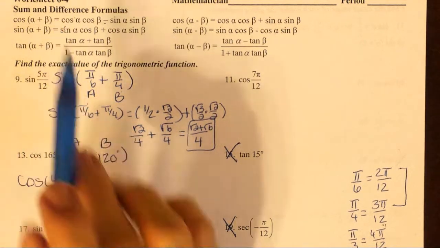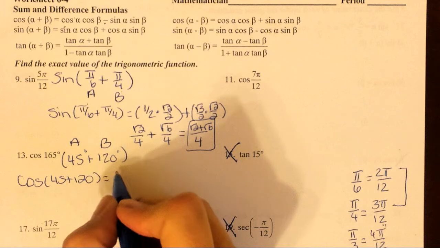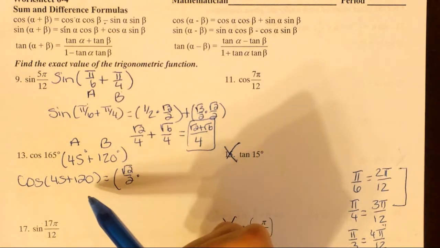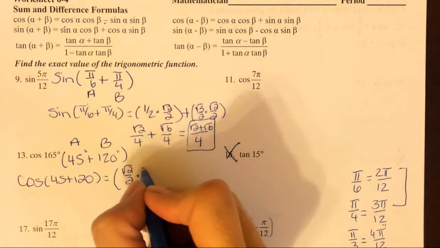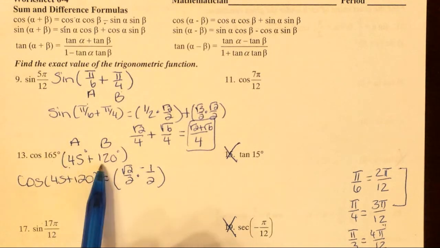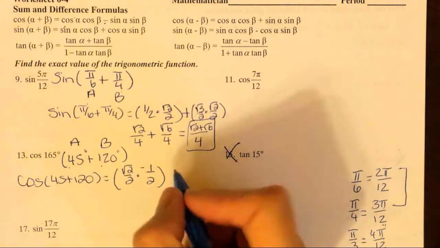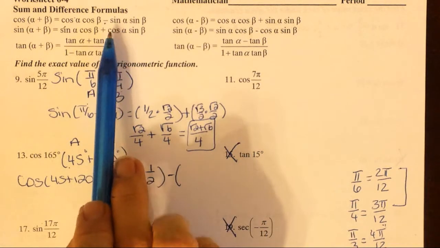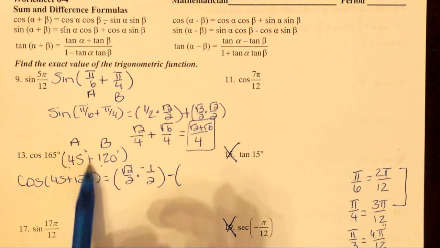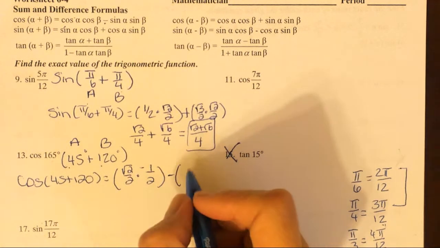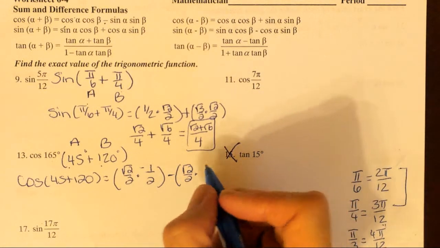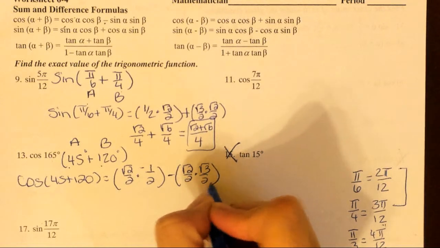The formula says take cosine of alpha. My alpha is 45. Cosine of 45 degrees is root 2 over 2 times cosine of 120. Cosine of 120 is a negative 1/2. So I did cosine 45, cosine 120. Then my formula says to put a minus sign, so I will. Then it says to do sine alpha, sine beta. So I'm going to do the y value at 45 and the y value at 120. The y value at 45 is root 2 over 2. The y value at 120 is root 3 over 2.